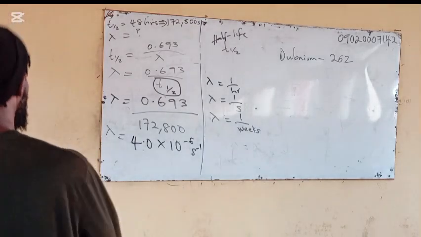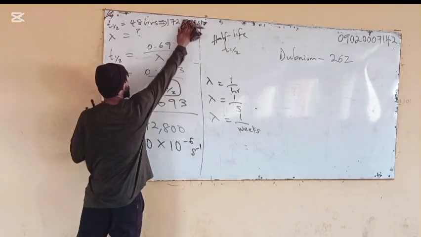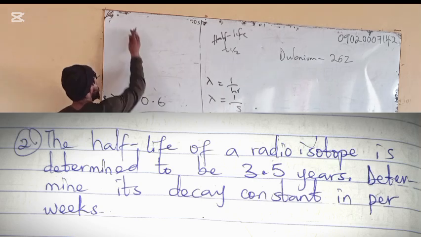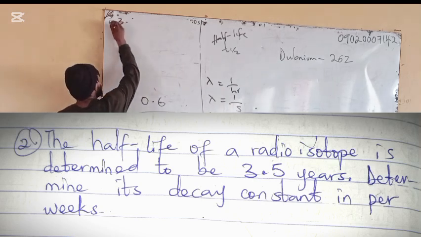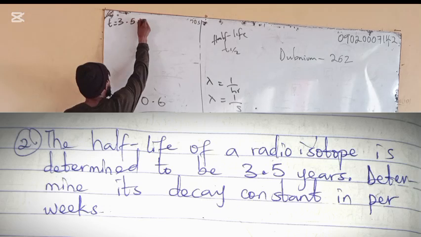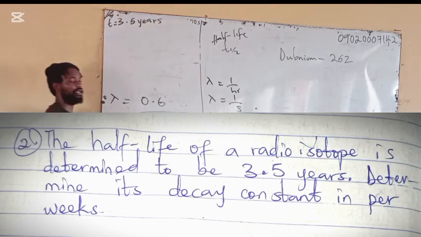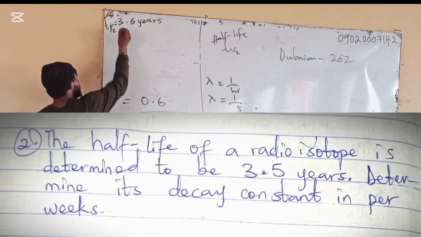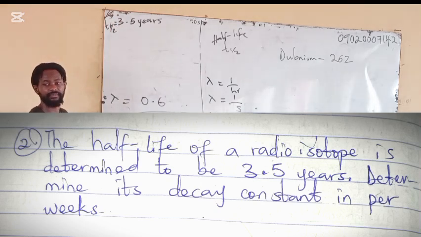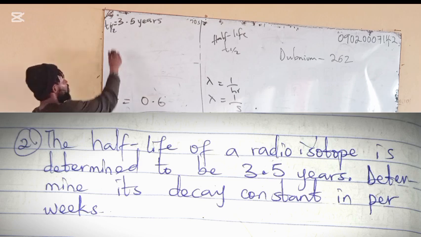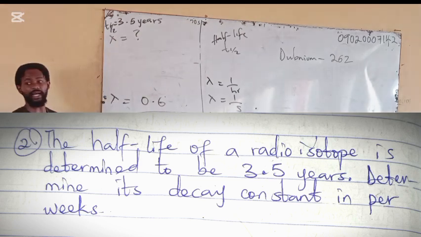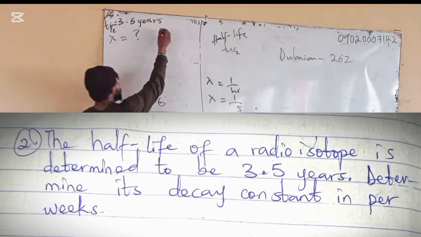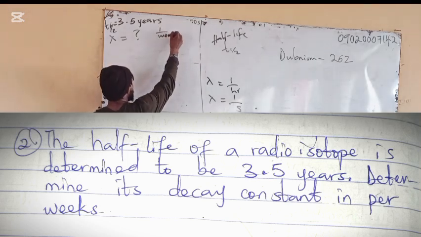Alright, so read the second question so that we can go. Okay, it's 3.5 years, right? Yes. Now they said the half-life of the radioactive isotope is 3.5 years. They're asking us to determine the decay constant in per week. Wow, okay. In per week.